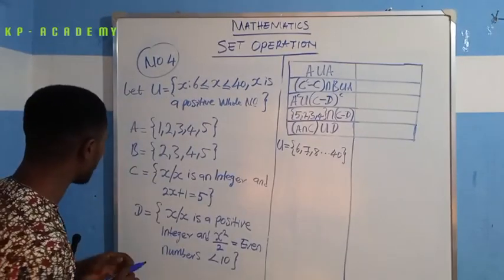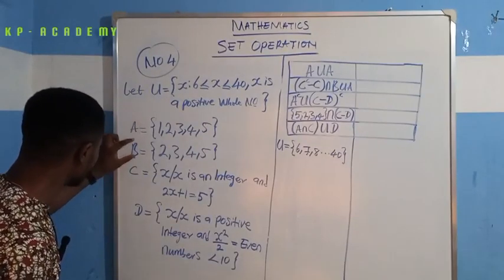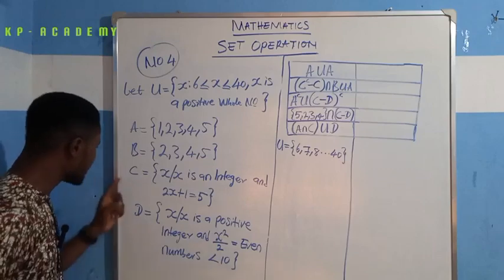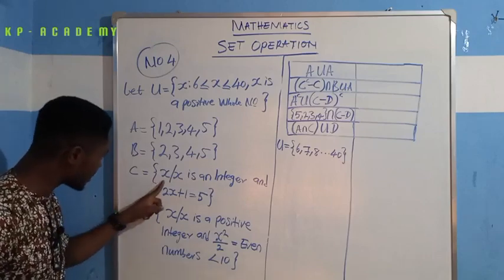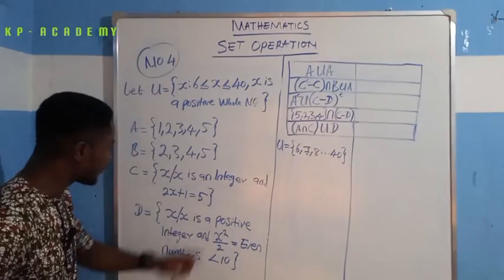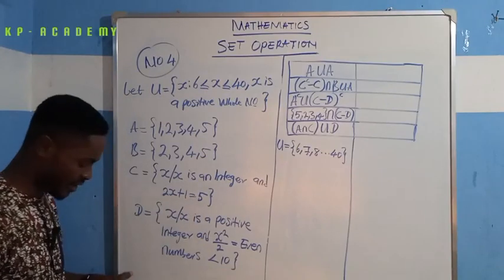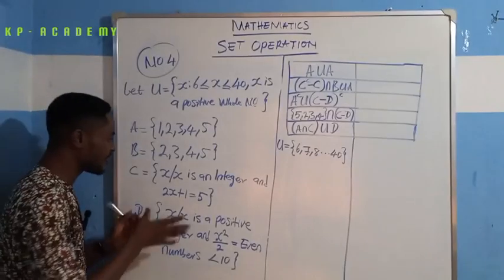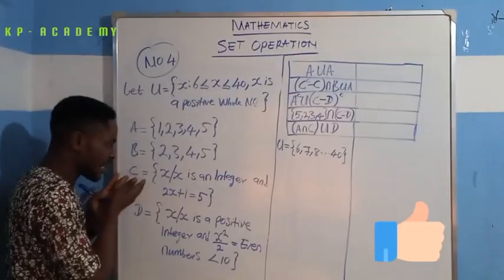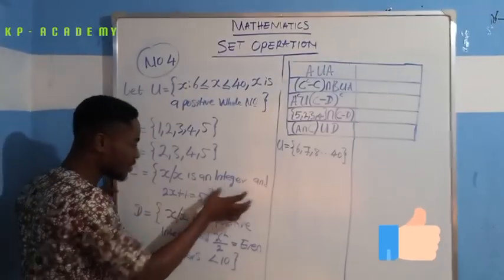Next set we need to have here, we already know what set A and set B are. Now what about set C? Set C says that it is the set of X such that X is an integer and 2 times X plus 1 must be equal to 5. Now it has given us the first information talking about set C.